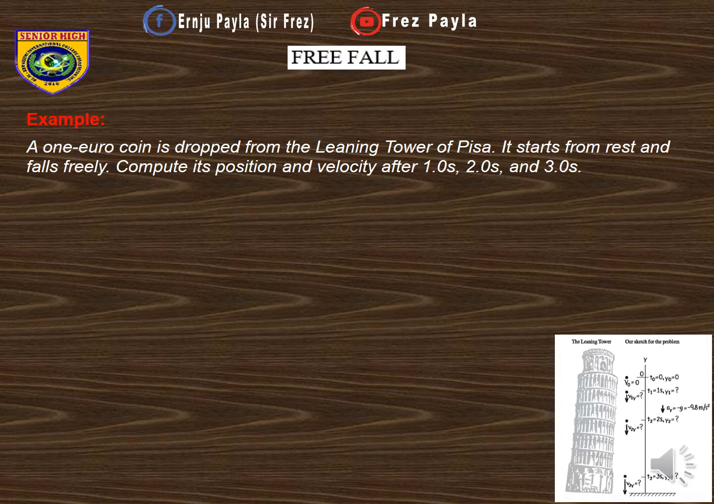Look at the image. We use the variable y because the coin moves downward. It falls from above. So we will compute its position at 1 second, 2 seconds, and 3 seconds, and after that, the velocity as well. So let's have a solution.